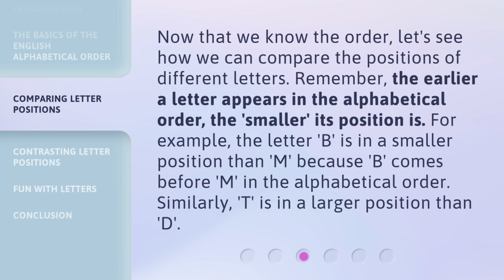Now that we know the order, let's see how we can compare the positions of different letters. Remember, the earlier a letter appears in the alphabetical order, the smaller its position is. For example, the letter B is in a smaller position than M because B comes before M in the alphabetical order. Similarly, T is in a larger position than D.